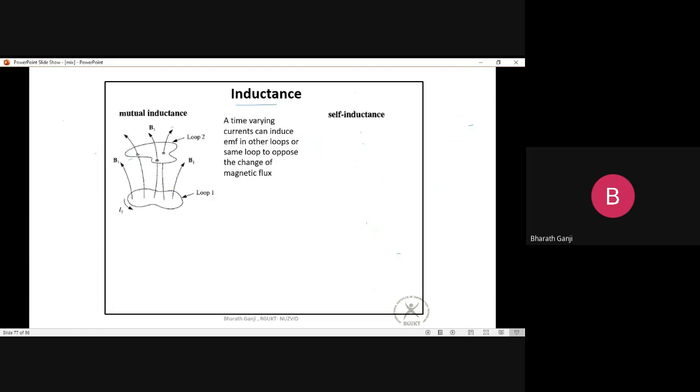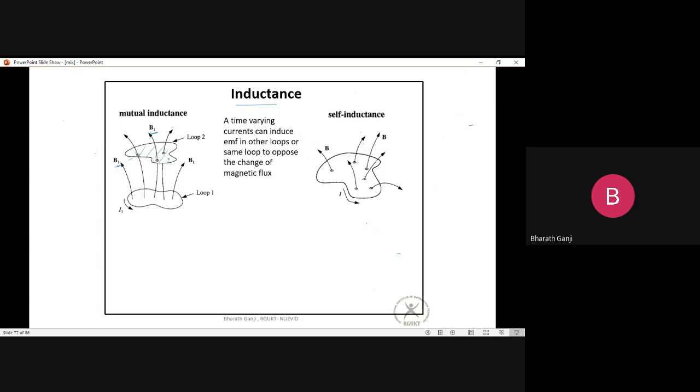Say, for example, there is a loop 1 which has a current I1, and it is creating a magnetic field B1. Now if you put a loop 2 in this magnetic field B1, and the magnetic field is changing with time, if you are increasing the current, then the magnetic field is increasing, so the flux crossing through this loop is increasing.